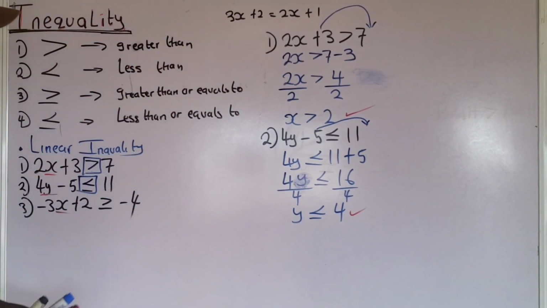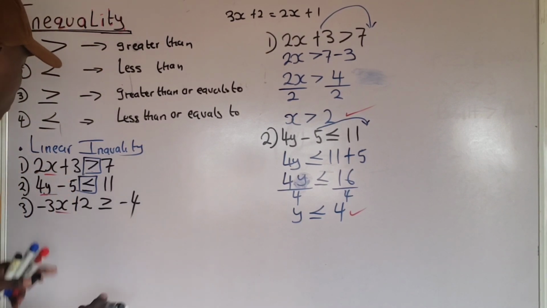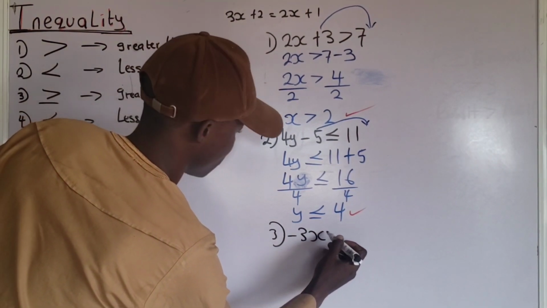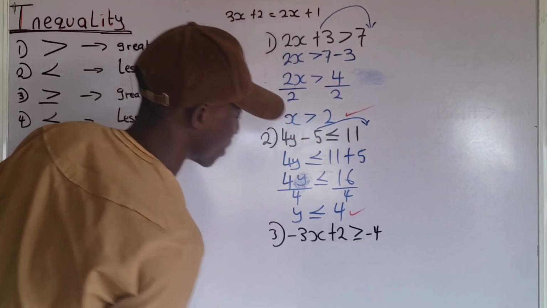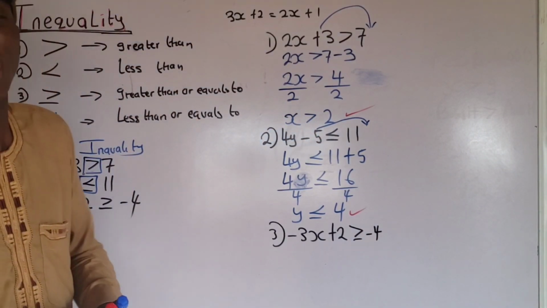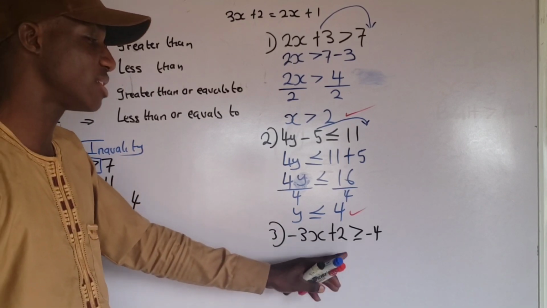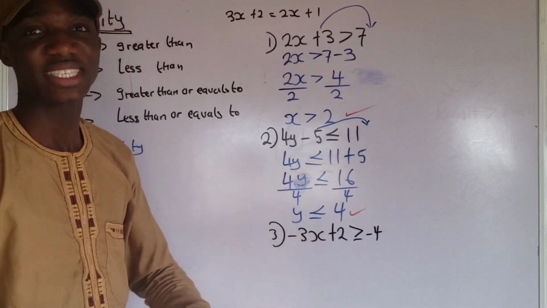Now, I want you to attempt the third question and check if maybe you get the answer correctly. Okay? Let's proceed. We have negative 3x plus 2 is greater than or equal to negative 4. The first step is that we have to simplify the inequality by collecting like terms. Like terms in this inequality are plus 2 and negative 4. So, I'm going to take this plus 2 to the right-hand side of the equation.